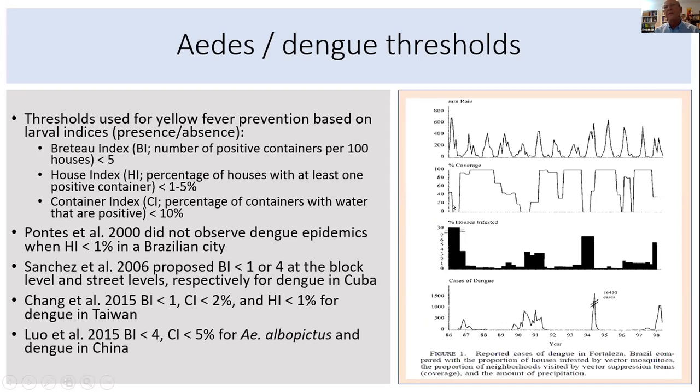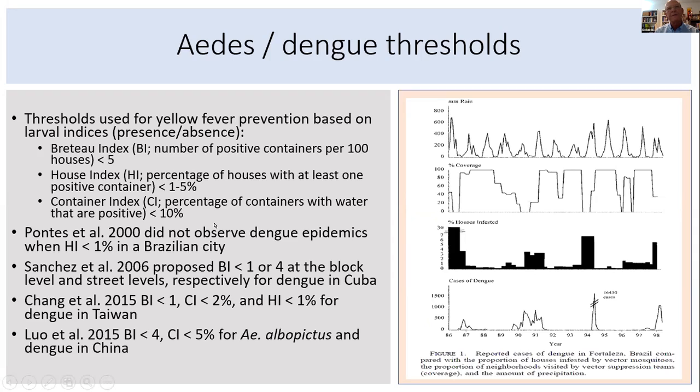And what this data showed was that when the percentage coverage of control went down, you had an increase in house index, and then you had dengue outbreaks. And they concluded that the threshold was less than 1% of the house index. That means that less than one positive house per every 100 houses, which is really very small. Kind of scary, and there's consistency with other studies.